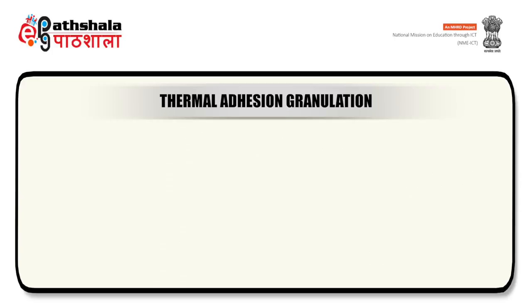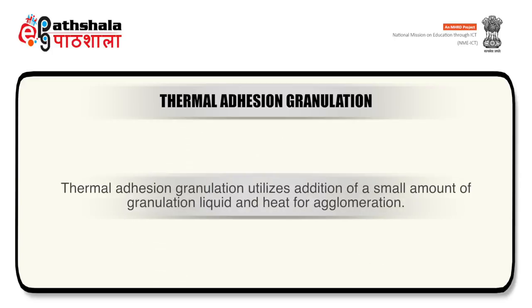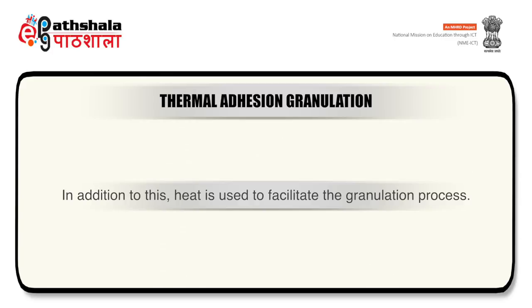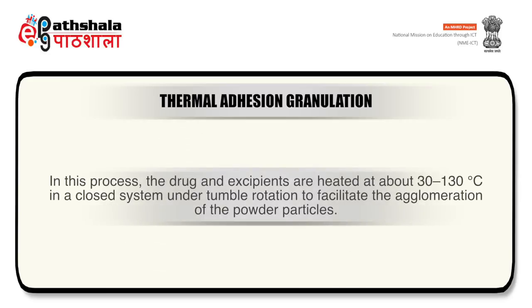Next, let us discuss thermal adhesion granulation. Thermal adhesion granulation utilizes the addition of a small amount of granulation liquid and heat for agglomeration. Unlike moist granulation, which uses water alone as granulation liquid, this process uses both water and solvent as granulation liquid. In addition to this, heat is used to facilitate the granulation process. In this process, the drug and excipients are heated at about 30 to 130 degrees Celsius in a closed system under tumble rotation to facilitate the agglomeration of the powder particles.